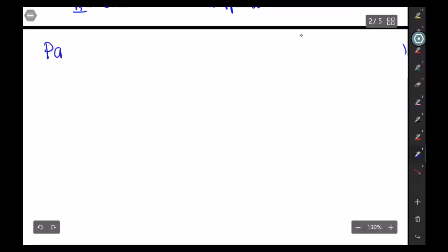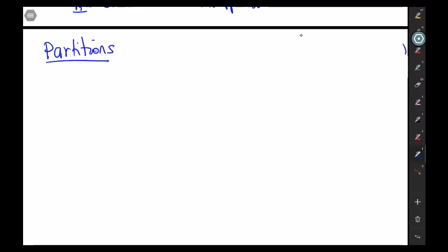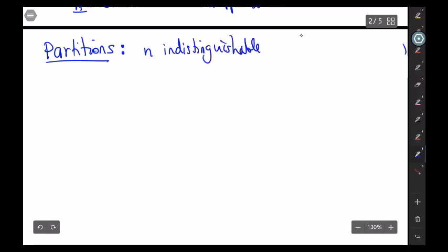I want to talk about partitions next. Partitions. And the main question that I want to answer is, if you have n indistinguishable objects, what is the number of ways you can group them? What is the number of ways to group these objects?